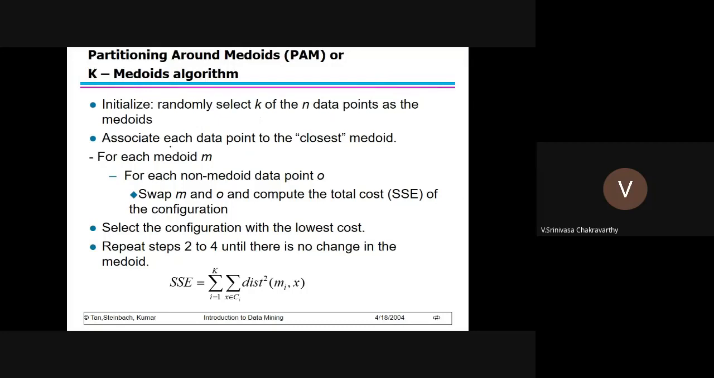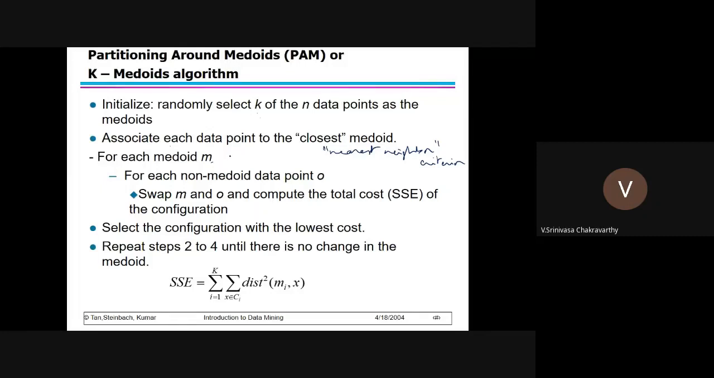So what you do is associate each data point to the closest medoid. This is again the same nearest neighbor criterion. Then for each medoid, for each non-medoid data point O, swap M and O. That means you randomly select a bunch of k medoids, let's say these are all Mi's. Now you have some squared error. Now you are searching for new possibilities for Mi in such a way that the sum squared error goes even lower than what it was before.